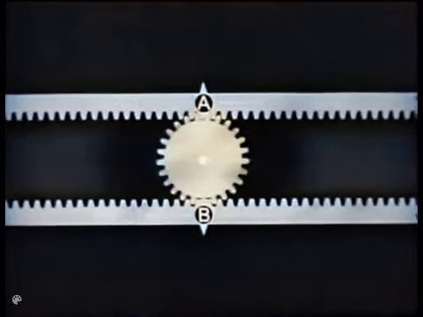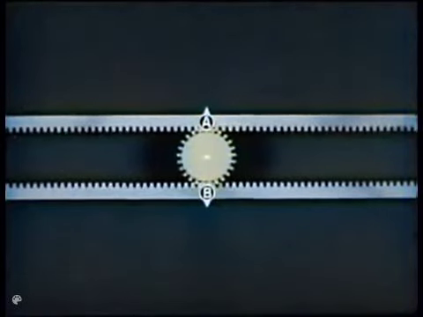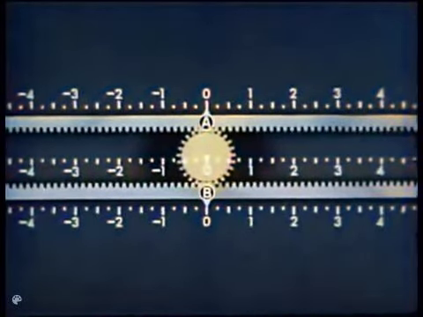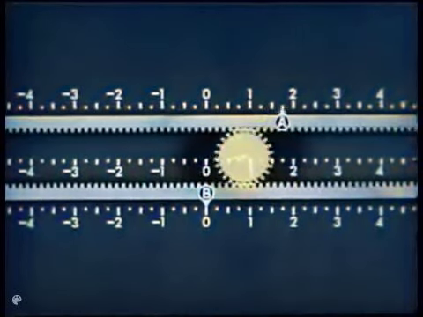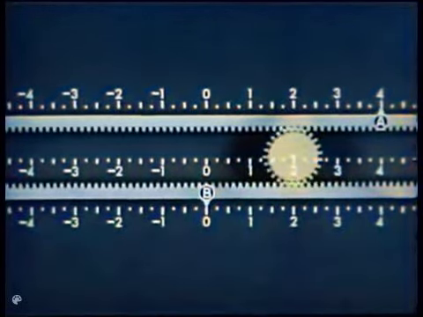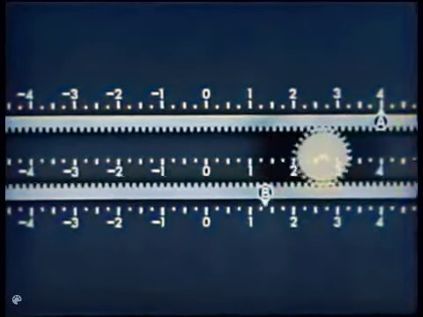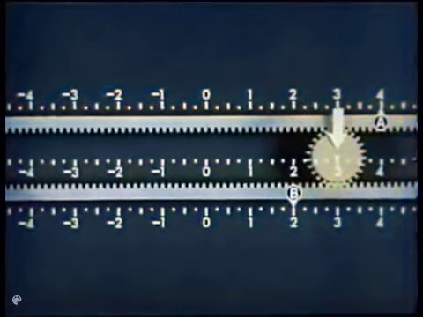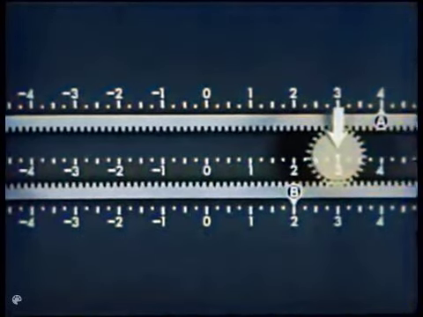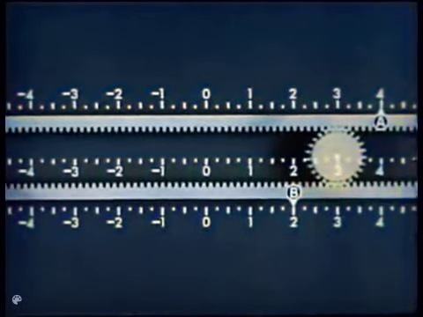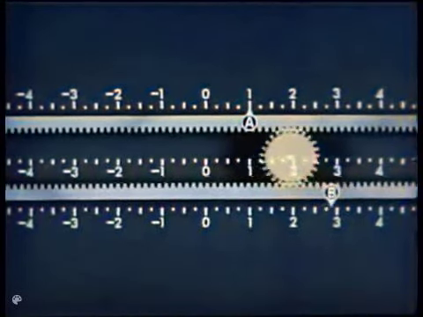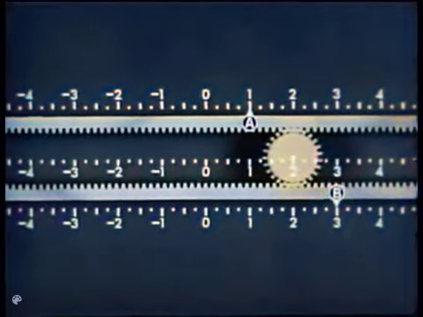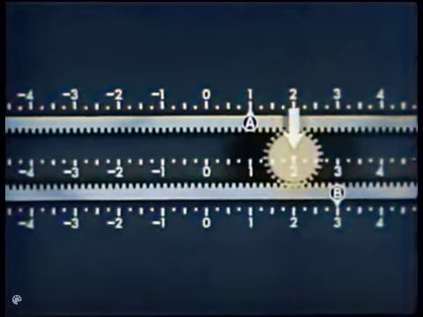Now let's examine the mechanical action. Motion will be plus or minus, measured with reference to the 0 point. Move A 4 inches in a plus direction and B 2 inches. The sum is 6 inches. Note that the pinion center has moved 3 inches, or half the sum of the rack displacements. When A is at 1 and B at 3, the sum is 4 inches, and the pinion center is at 2 inches.